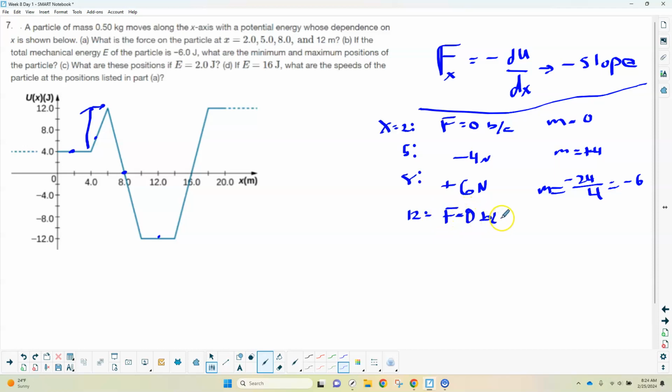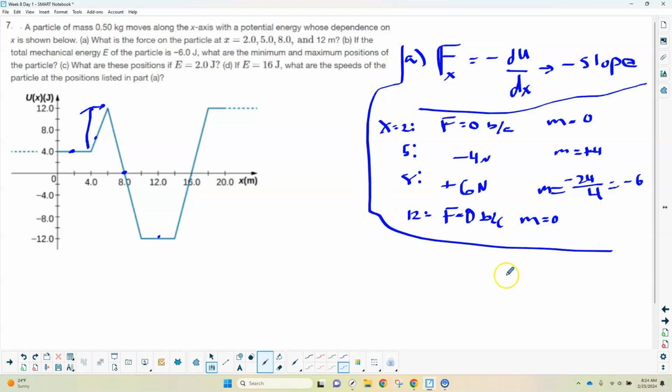Because the slope is 0. It's a horizontal line. Okay, so that's all part A. Part B, using this graph, says if the total mechanical energy of the particle is negative 6, what are the minimum and maximum positions of the particle?